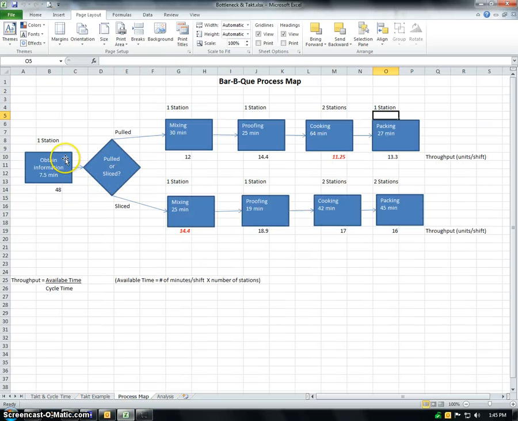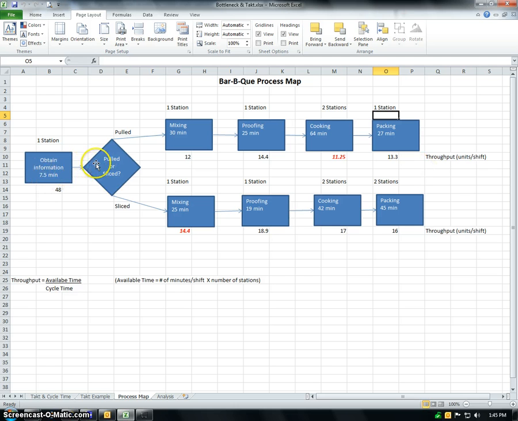But that's 360 minutes available for every person that's there. So when we look at this first station that has 1 person or 1 station obtaining information, 360 minutes divided by 7.5 minutes, it's our available time divided by our cycle time, tells us that we can process 48 units per shift, or 48 orders every shift through that station.